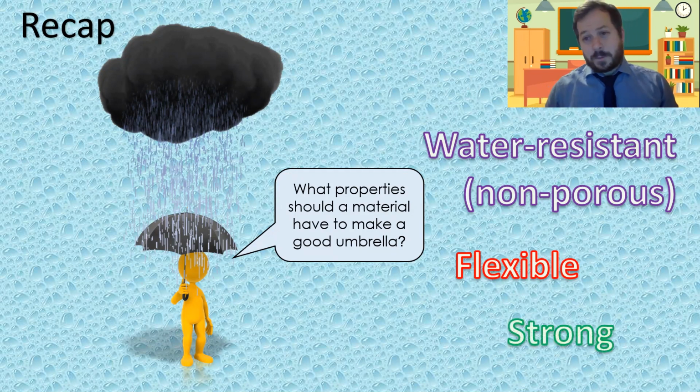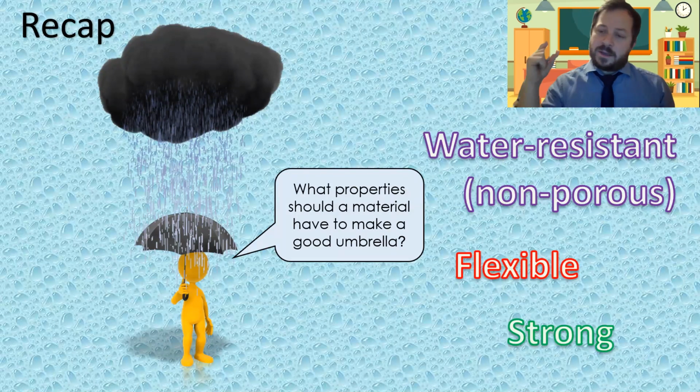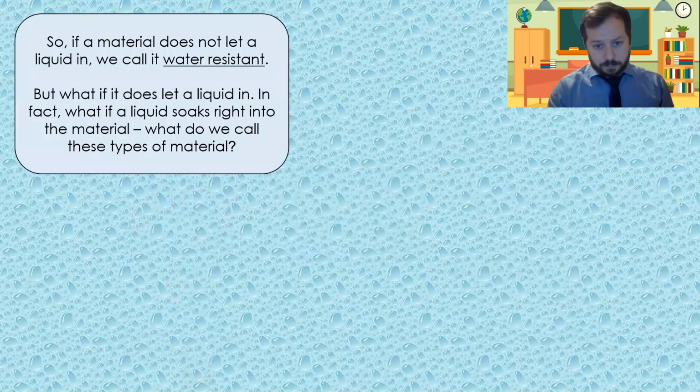And lastly, strong. And the reason why it needs to be strong, or at least resistant, is that at times you get very heavy rain or very high winds. And if you're trying to stay dry in those circumstances, what you don't want is for the material to become damaged, a hole to form, because as soon as you get a hole through your material, you're going to get wet again. And what's the point of an umbrella? To try and keep us as dry as possible. So they're the properties we had for an umbrella.